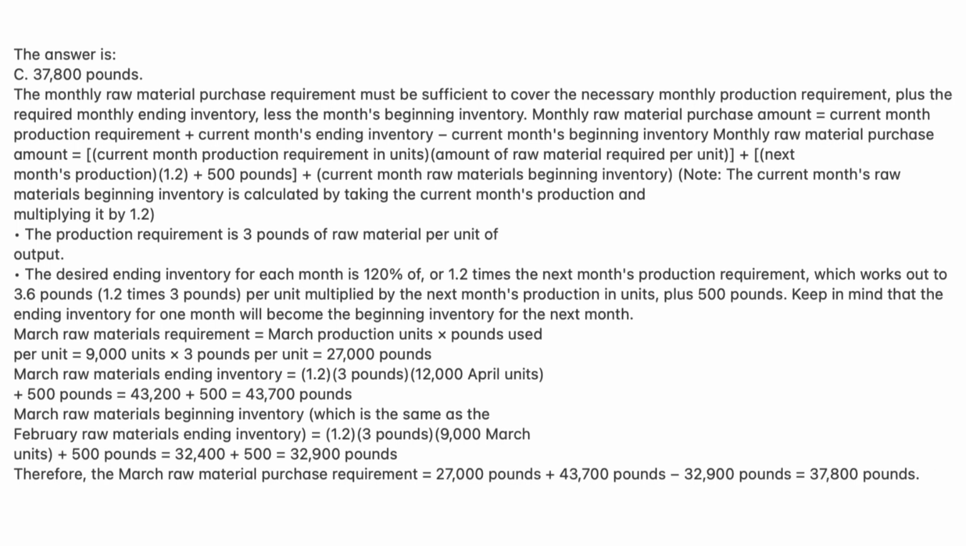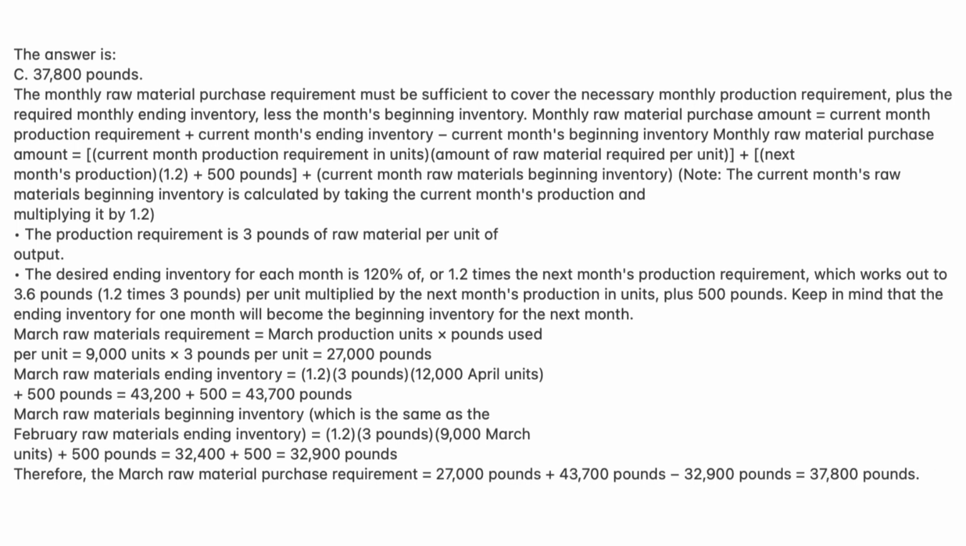Note, the current month's raw materials beginning inventory is calculated by taking the current month's production and multiplying it by 1.2. The production requirement is 3 pounds of raw material per unit of output. The desired ending inventory for each month is 120%, or 1.2 times, the next month's production requirement, which works out to 3.6 pounds, 1.2 times 3 pounds, per unit multiplied by the next month's production in units, plus 500 pounds. Keep in mind that the ending inventory for one month will become the beginning inventory for the next month.